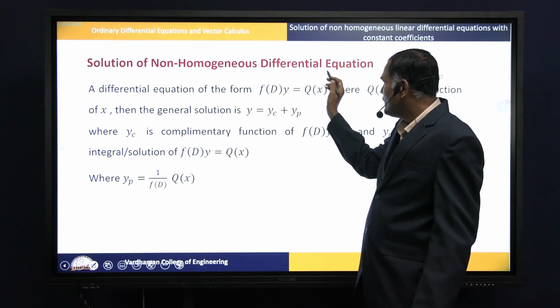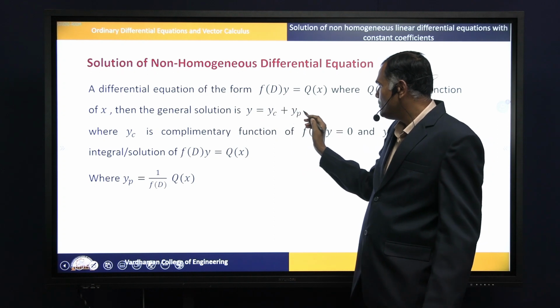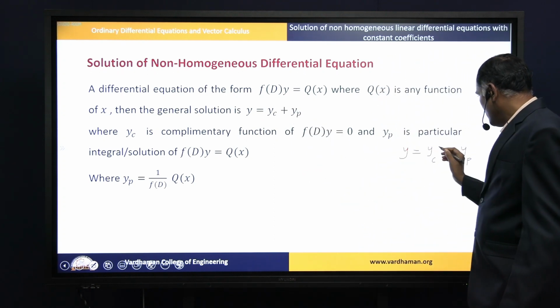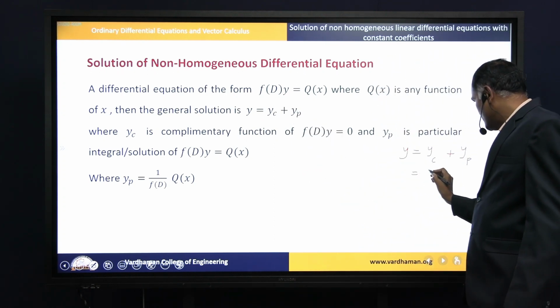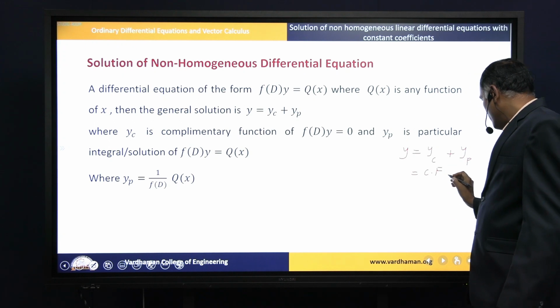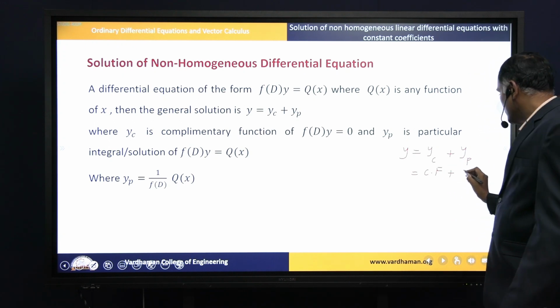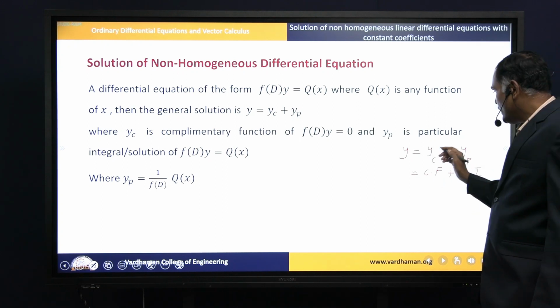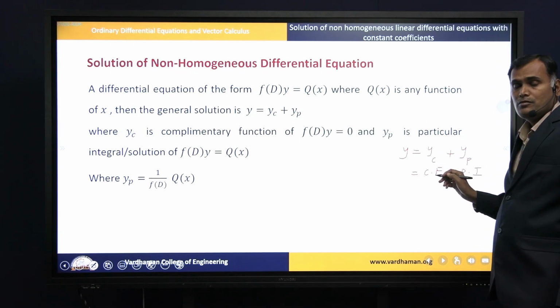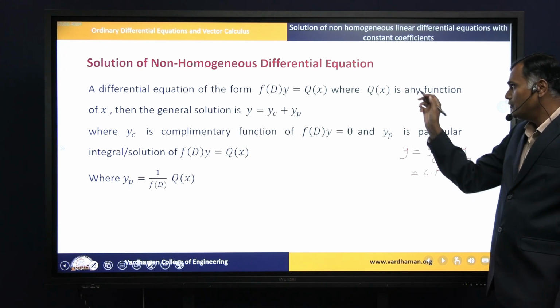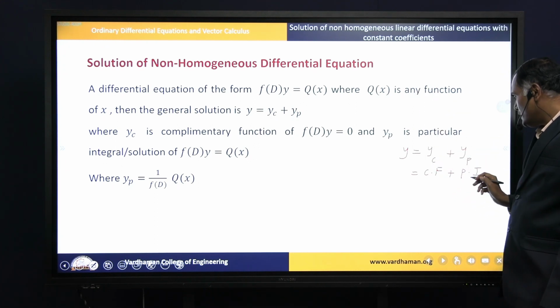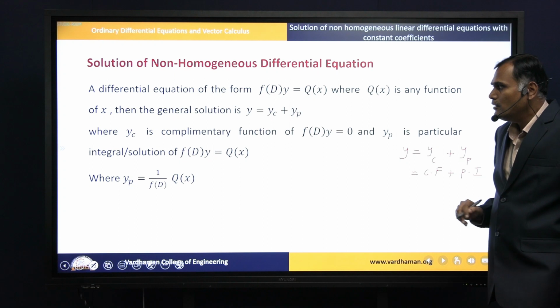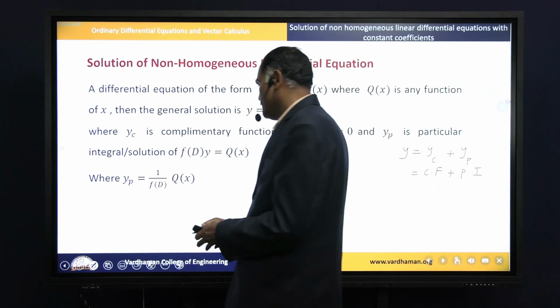The solution of this differential equation is of the form y equals yc plus yp. Yc is the complementary function, CF, and yp is the particular integral. In my earlier video we discussed how to find the complementary function of a differential equation. Now we are going to discuss the particular integral of this differential equation.